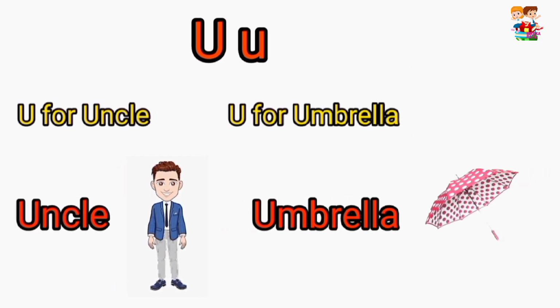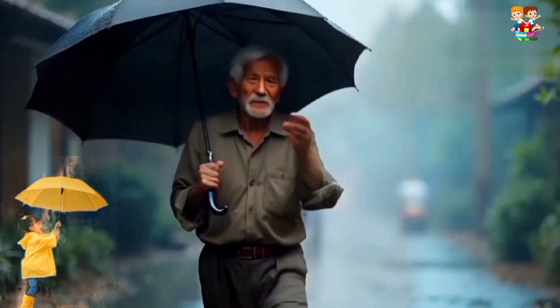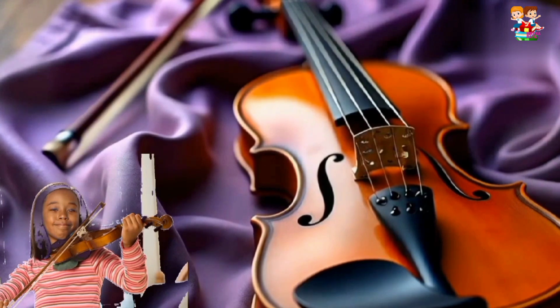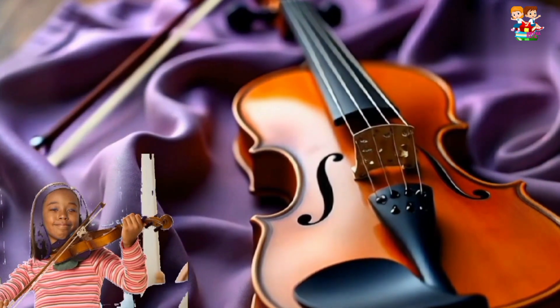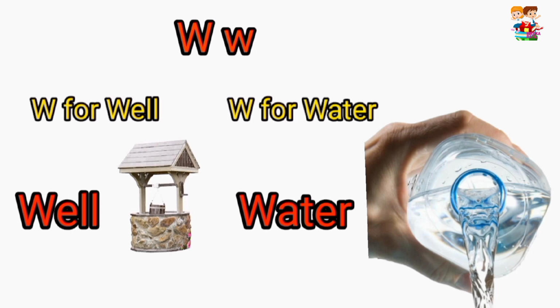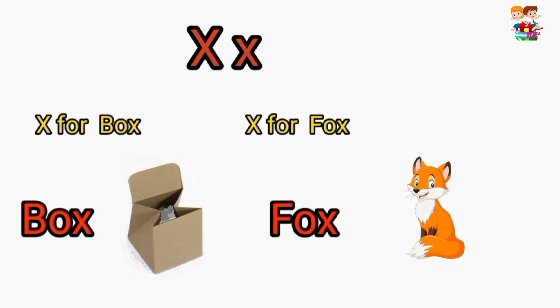U for uncle, U for umbrella, V for violin, V for violet, V. W for well and W for water, W. X for box, X for fox, X.